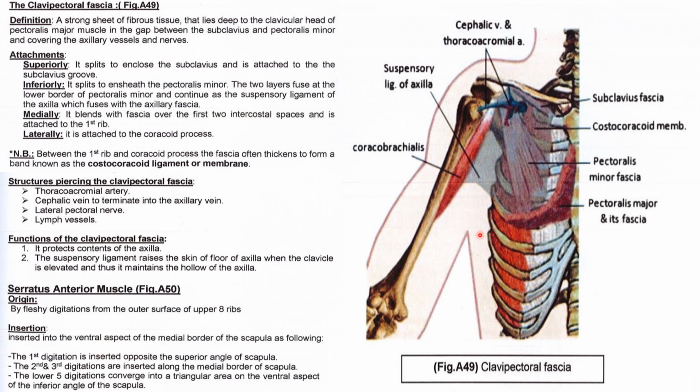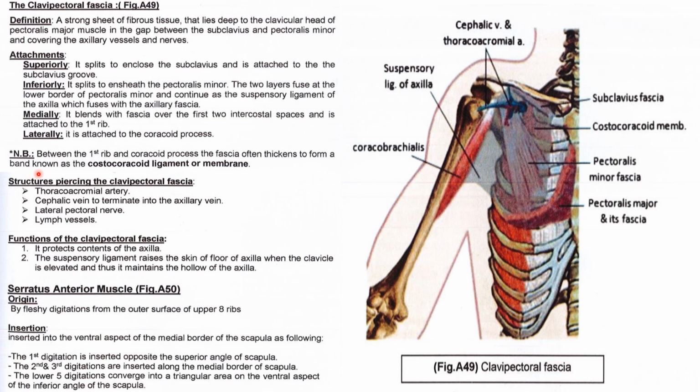So we can see the pectoralis major and its fascia here, a deeper one is the pectoralis minor fascia, which we can see here. Then the subclavius fascia here, all the fascias, and the clavipectoral fascia. So the subclavius fascia and pectoral fascia are all here in the clavipectoral fascia.